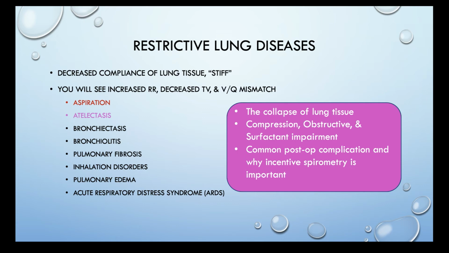And it could be for multiple reasons that the alveoli collapse and shut down. It could be compression from like a tumor, something else that's going on, trauma. It could be obstructive, where the bronchus is obstructed for some reason, like a pulmonary embolism. Or it can be dysfunction of that surfactant lining the alveoli. It is a super common post-operative complication, and this is why it's super important when we have that incentive spirometry.